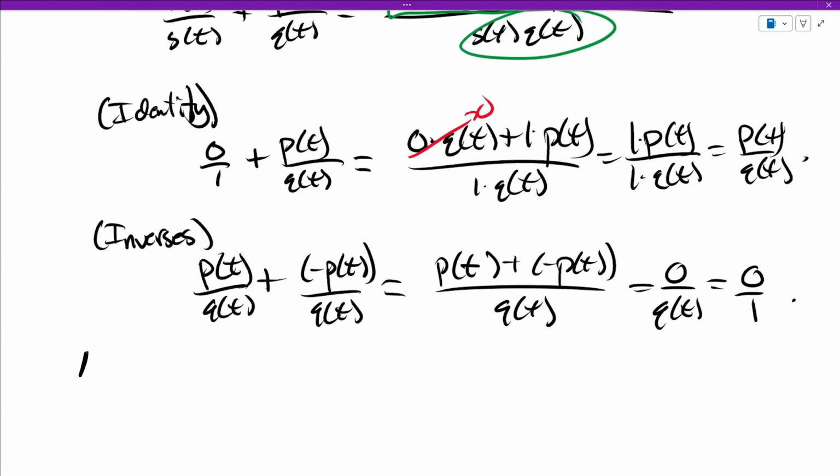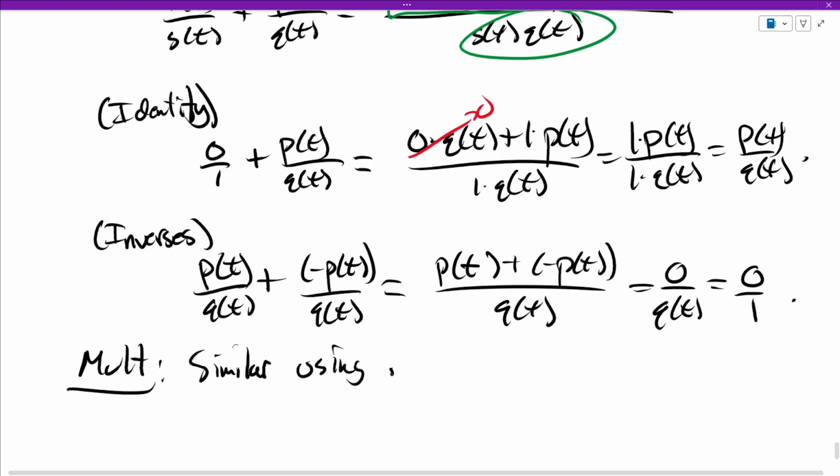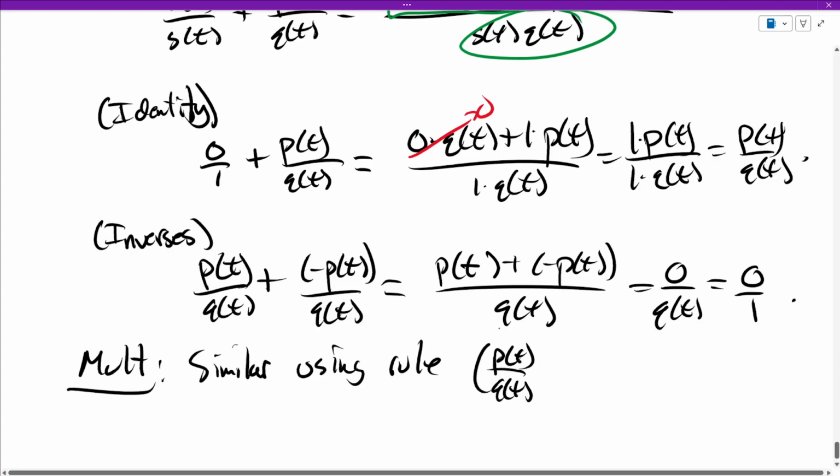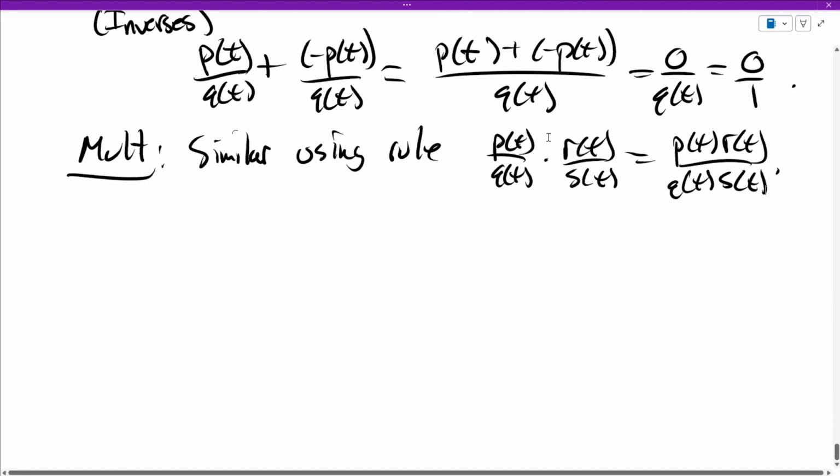All right, so I won't do any of the multiplication, but it's similarly done, using the rule that when you multiply two fractions, you multiply the numerators and the denominators. Don't overthink it. It's not hard. Associativity is even easy here. It's not easy with the addition, but it's easy here. All right. So it is in fact a field.